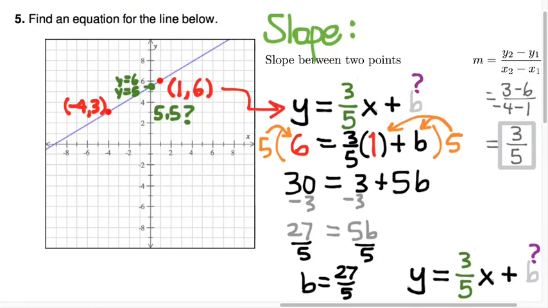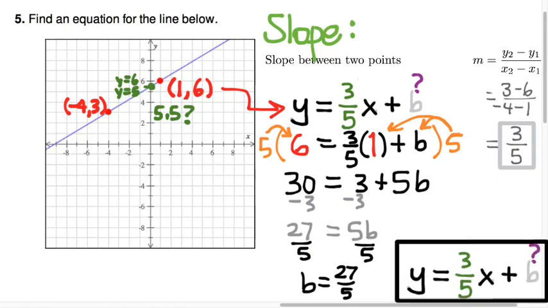And therefore, we should finish this problem by putting that number into our equation template, right? Reminding the reader that what we were actually looking for was an equation for this whole line. And that equation is y equals 3/5 x plus 27/5.